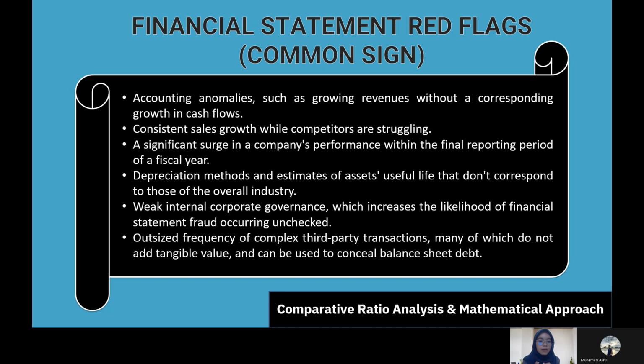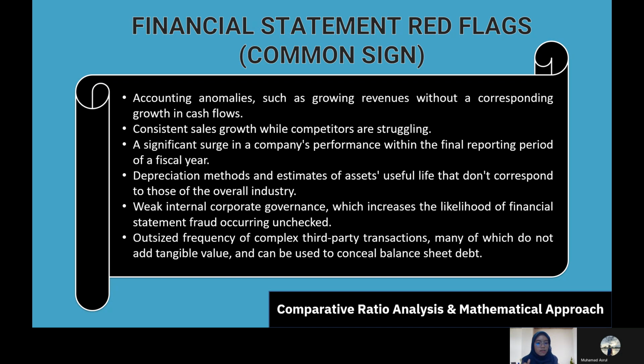So kalau tengok kat sini, memang kalau boleh menimbulkan tanya-tanya dan keraguan lah berkenaan dengan financial statement fraud. So first of all is accounting anomalies such as growing revenue without a corresponding growth in cash flow. Next, consistent sales growth while competitors are struggling. Dia agak ada keraguan lah dekat situ kalau competitors lain are struggling while kita punya business ada consistent sales.